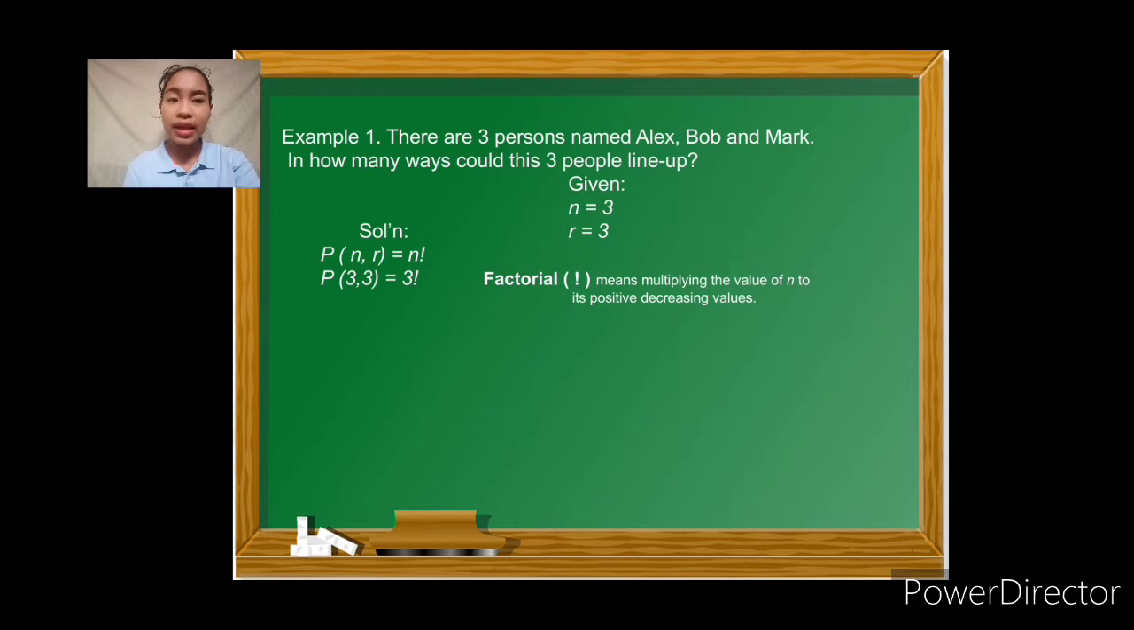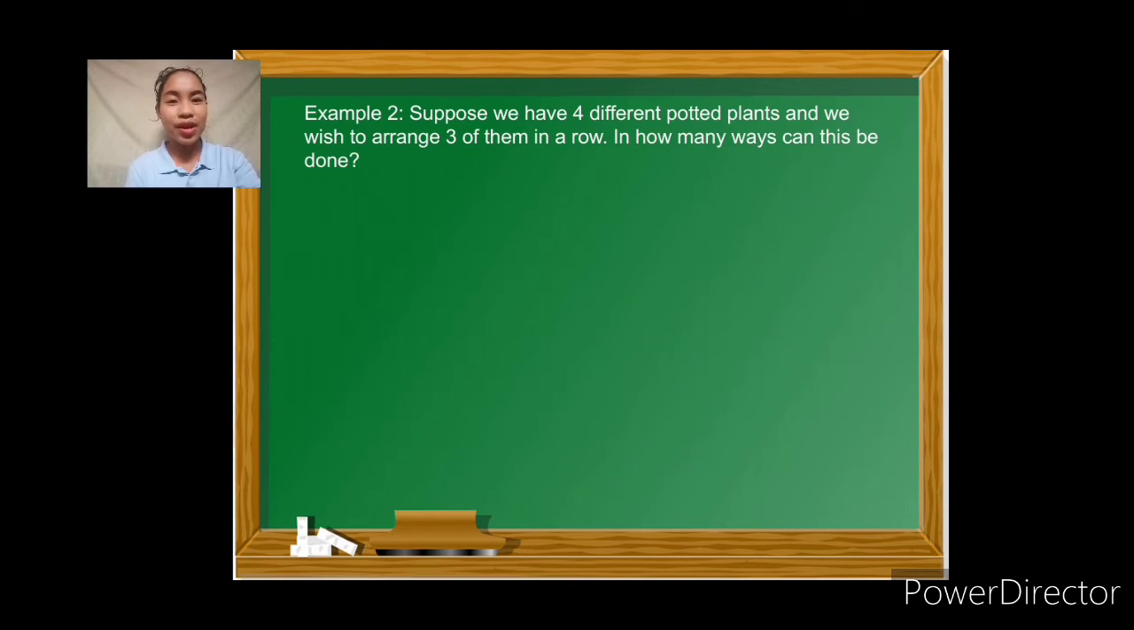So when we say factorial, it means multiplying the value of n by its positive decreasing values. So it goes like this: n times n minus 1 times n minus 2. Permutation of 3 objects taken 3 at a time is equal to 3 times 2 times 1, which is 6. So there are 6 ways.